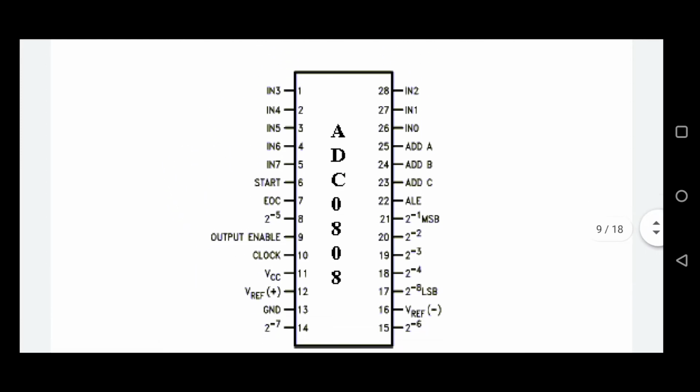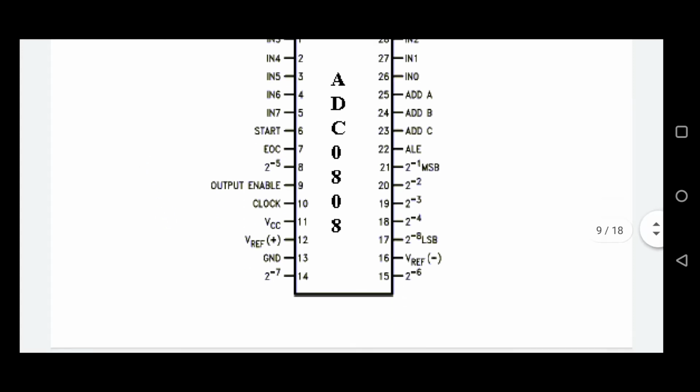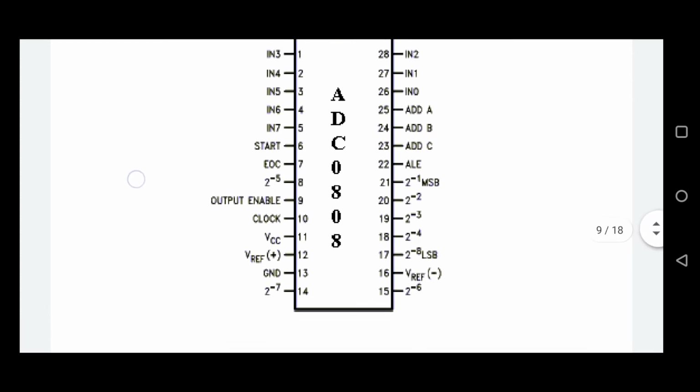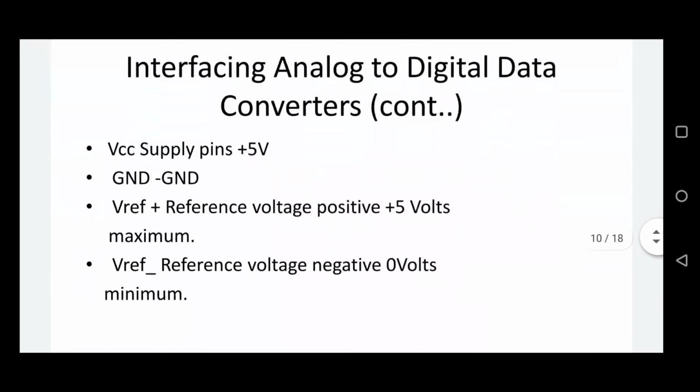Okay, so 25th pin, 24th pin and 23rd pin. These three pins are called the address input pins: address A, address B and address C. These three input pins are used to select the analog input, and the 16th pin is V reference minus, that is the negative reference voltage. The value of the negative reference voltage must be given as minus 5 volt.